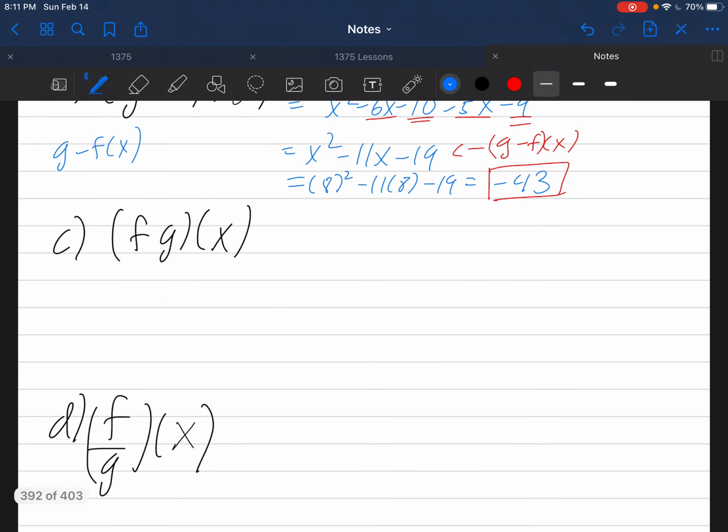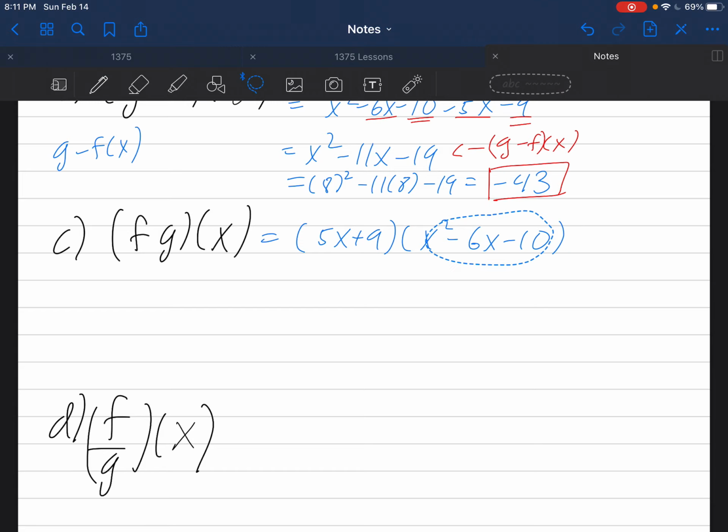Moving down to part C, let's look at f times g. Again, we're taking 5x minus 9. Oh, sorry, that's a 5x plus 9. That's f of x, multiplying it to x squared minus 6x minus 10. All right, so the name of the game here is distribution. We are first going to distribute this 5x into x squared minus 6x minus 10.